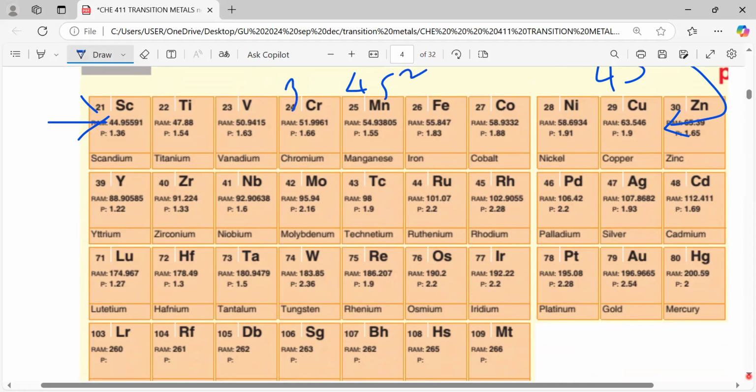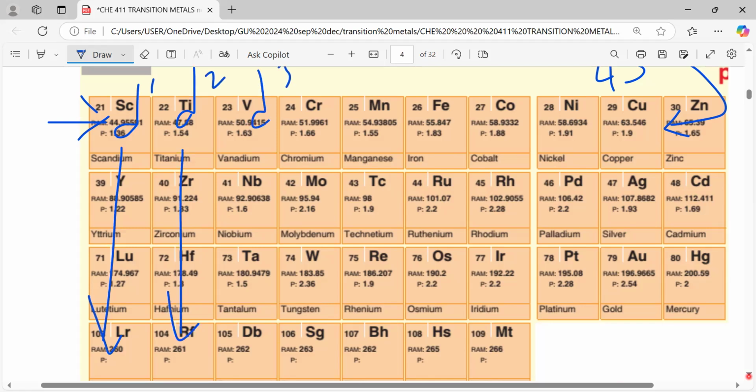Once we are able to master that, this is d1. Everything here is d1. Everything there is d2. Everything here is d3, and so on. Meaning that if I'm writing, for example, for tungsten, it should be a d4. It will be d4, s2.